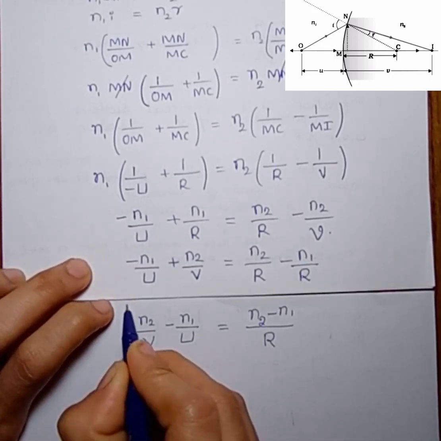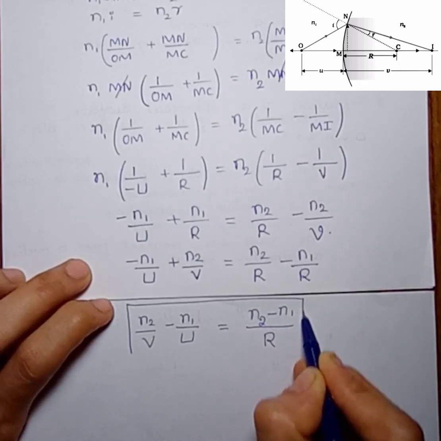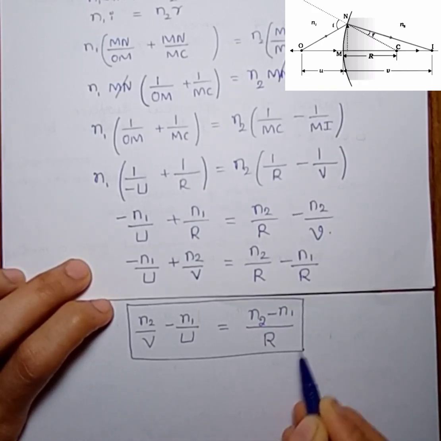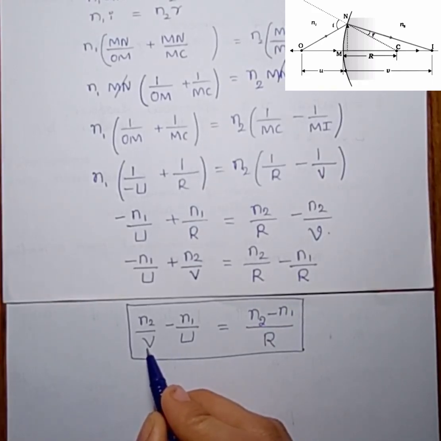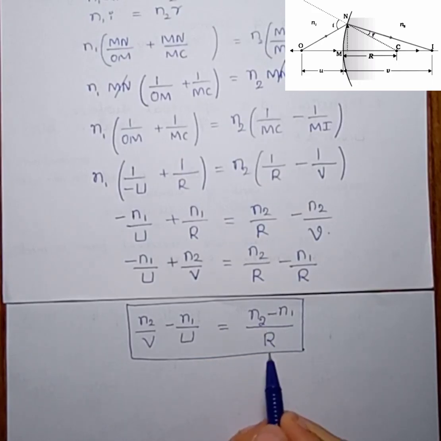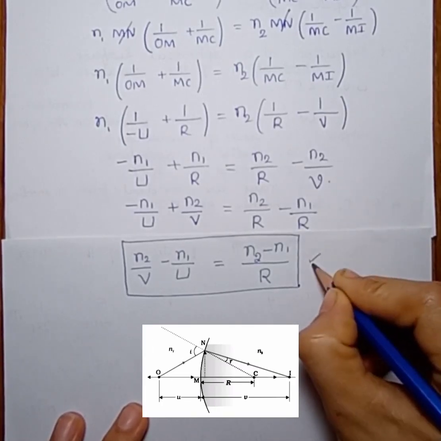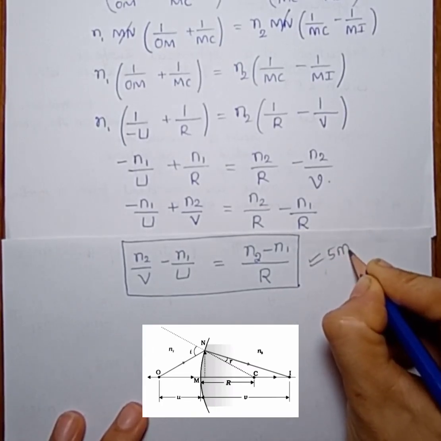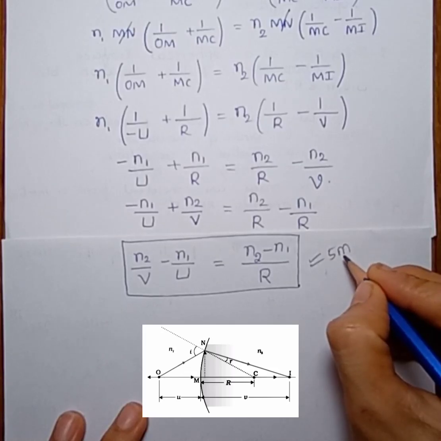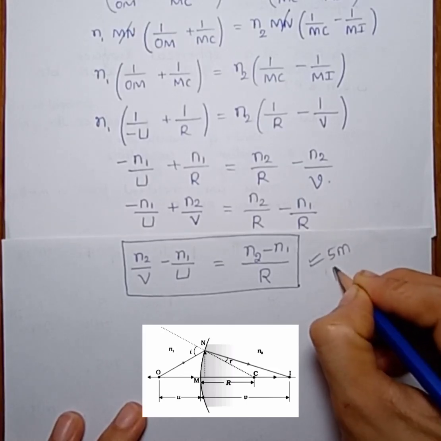And this one is the relation between object distance U, image distance V, refractive index N, and radius of curvature R of a spherical surface. This derivation is very important for 5 marks, and they will ask problem-based questions from this derivation also.